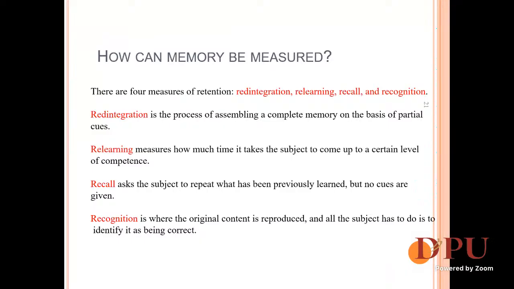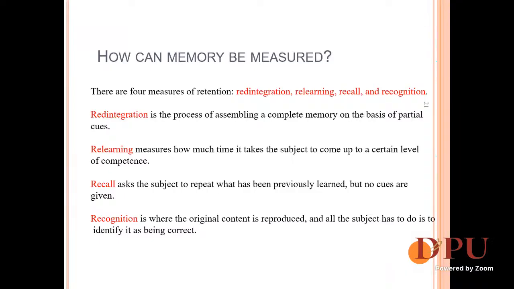So how good your memory is, even a human memory, you can actually mark with 4 different measures. The first measure is called reintegration. I will give you some partial clue, and based on the partial clue, you have to come up with the whole thing. That is called reintegration. Second is relearning. That means you need to reach a particular competency level, you start relearning and try to reach that competency level. If you reach it, then you go for unlearning.